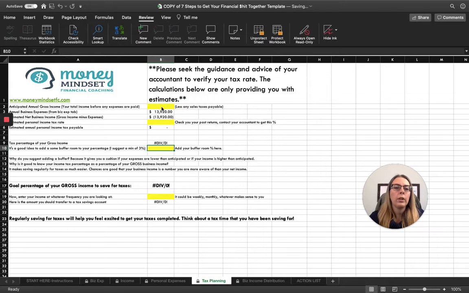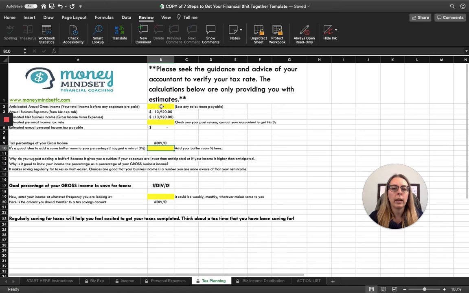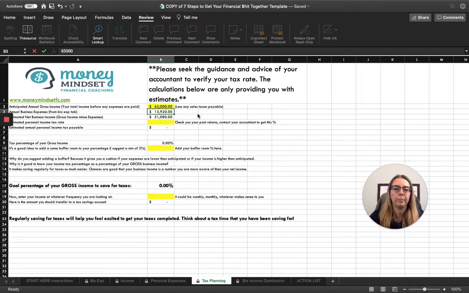So, what is your anticipated gross business income? So, what do you think you're going to generate from your business as a whole in the whole calendar year, or whatever your business year is if you've got a different year? So you're going to plug that in cell B2. So let's say you're going to make $65,000 as an estimate.